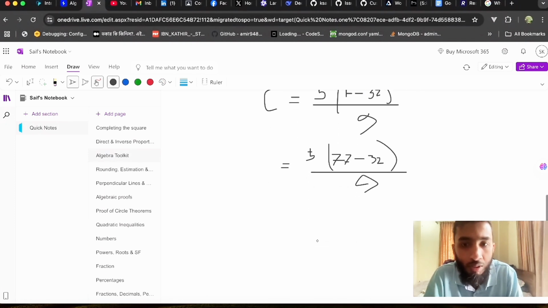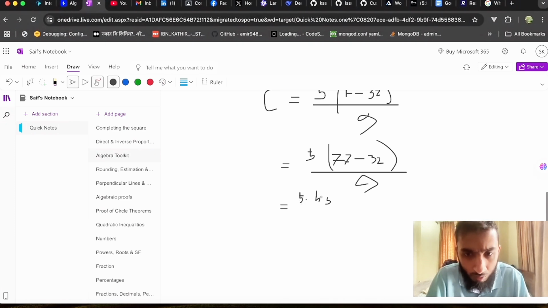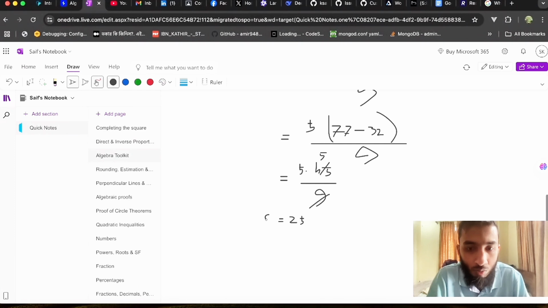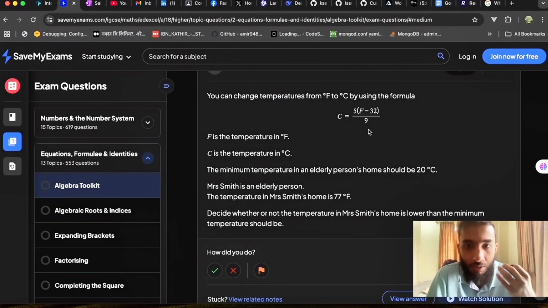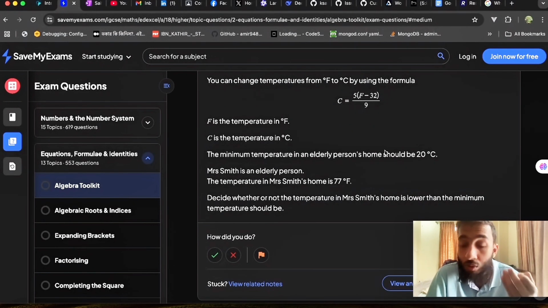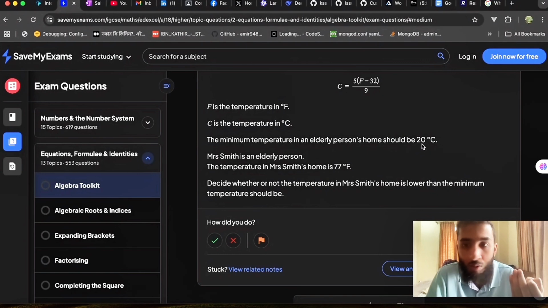If I do a brief calculation, 77 minus 32 is 45. So it's 5 multiplied by 45 divided by 9. We know that 9 into 5 is 45, so 5 multiplied by 5 is 25. So the Celsius is 25. So C is 25. That means 25 is greater than 20. So for Mrs. Smith, the temperature 77 Fahrenheit is basically 25 degrees Celsius, which is higher than 20 degrees Celsius, so it is not lower than the minimum temperature it should be.